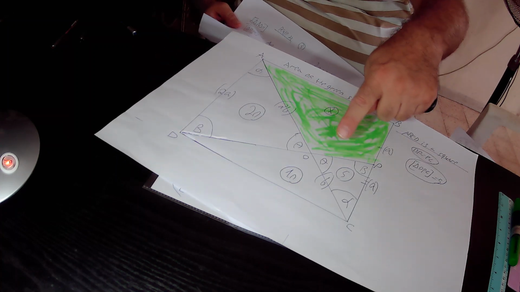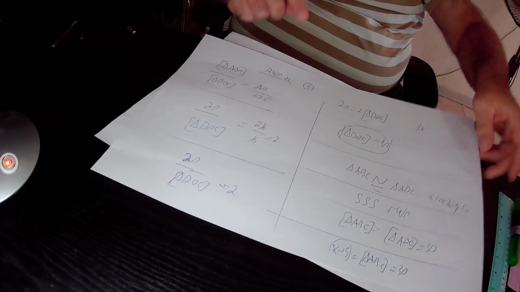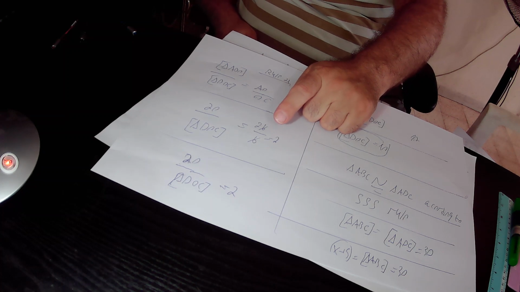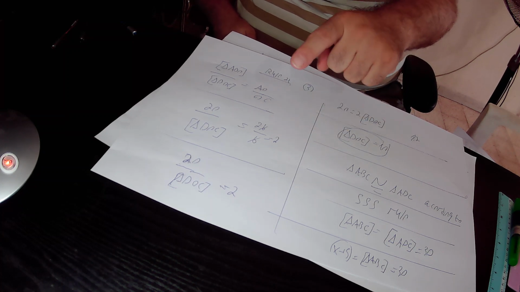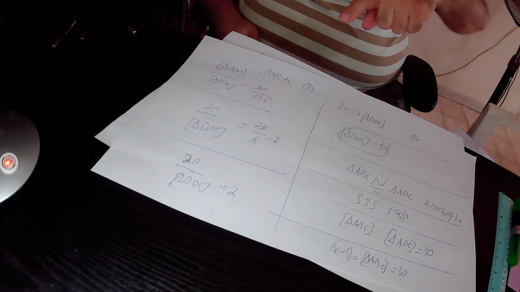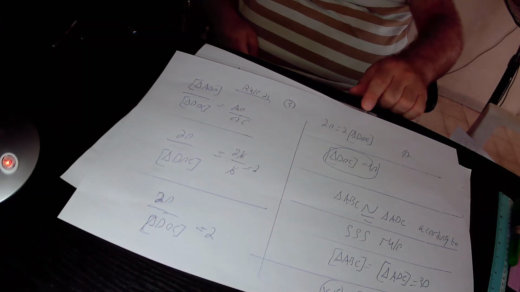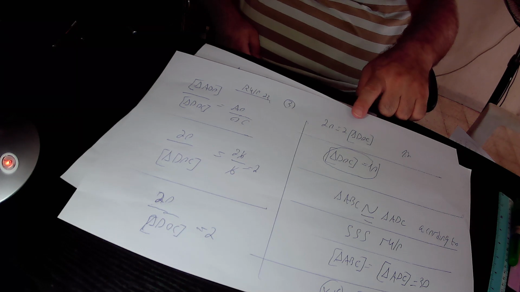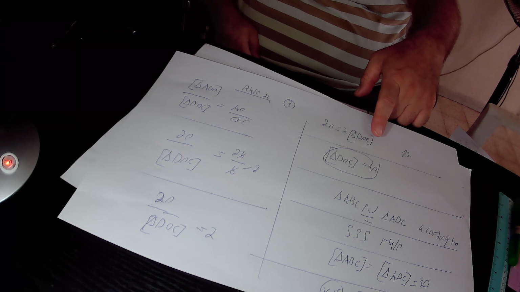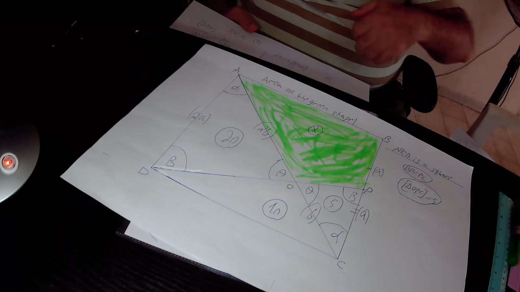AO is 2B and OC is B. So in total, AO over OC is 2B over B. We have B in the numerator and B in the denominator, so B cancels, and we are left with 2. So 20 over the area of triangle DOC equals 2. We multiply this equation by the area of triangle DOC and find that 20 equals 2 times the area of triangle DOC. Dividing the equation by 2, we find that the area of the small triangle DOC is 20 over 2, that is 10. So the area of this small triangle DOC is equal to 10 square units.